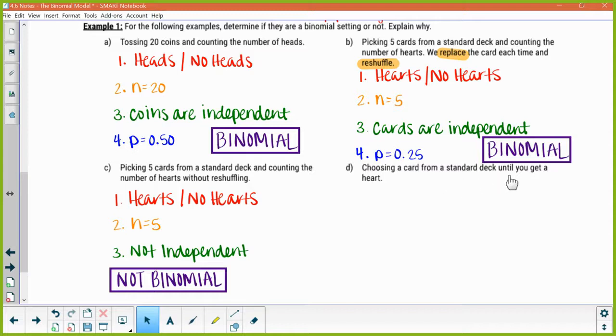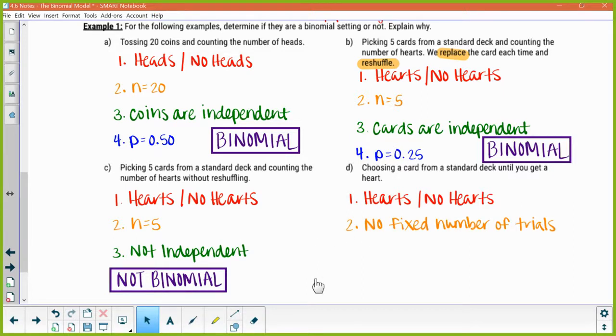Choosing a card from a standard deck until you get a heart. Well, we know we do have success fail, heart, no hearts. However, we do not have a fixed number of trials. We are picking until we get a heart. That could be 2 cards, that could be 10 cards, it could be 12 cards, it could be anything. There's no fixed number of trials. Because of that, this is not binomial.